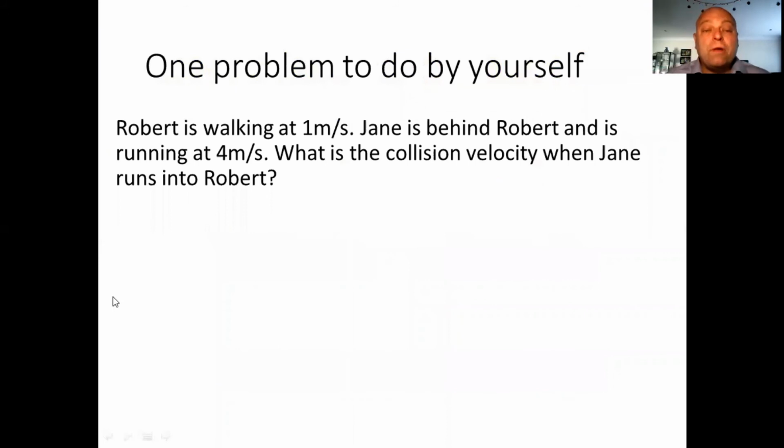Right, little problem now for you to do by yourself. This is Robert and Jane walking and running. My advice to you when you do this problem is try and draw out on a piece of paper a little diagram of what's going on. Then it will become, I hope, very easy for you. So do a little diagram, that will help you. Pause the video.